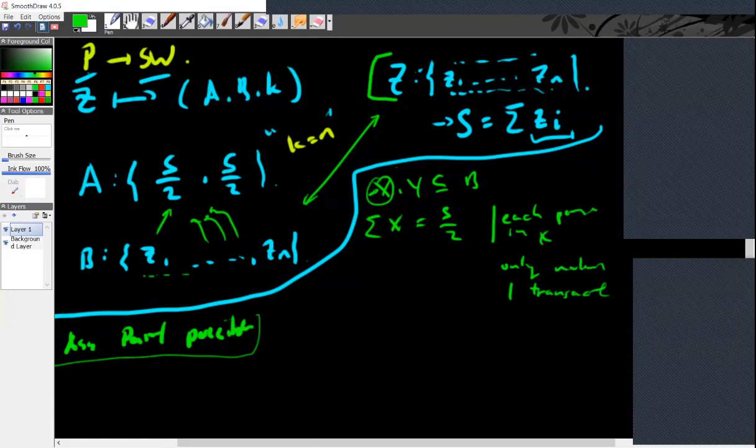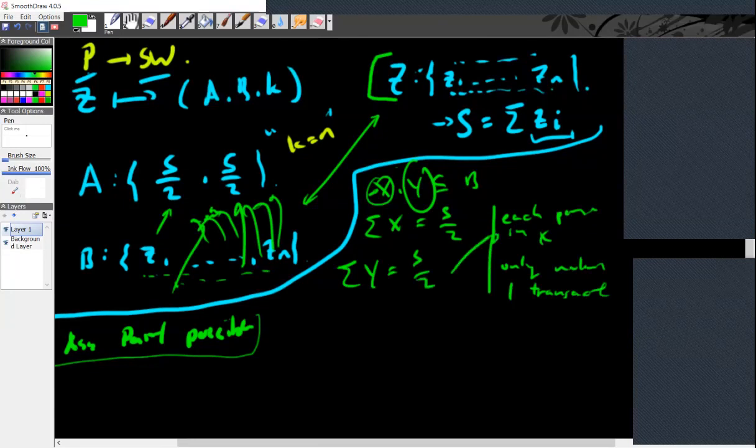The remaining people who have not paid yet must be in set Y. They're all going to pay the second guy instead. Okay, and since we know that the summation of Y is equal to S over 2, the same thing applies. Each person only makes one transaction. You have N people, each of them makes exactly one transaction. So there must be at most N transactions being made. So Splitwise is possible. All right, make sense?